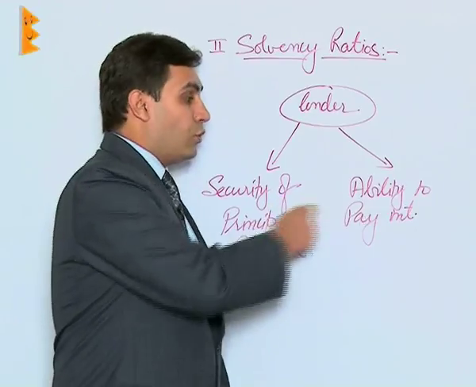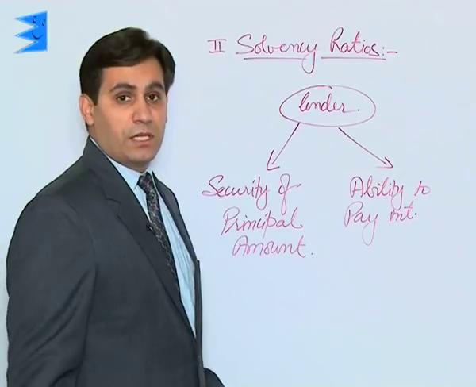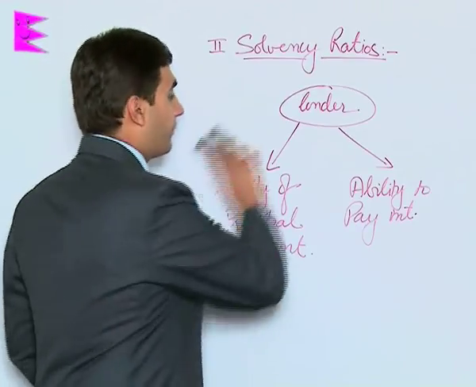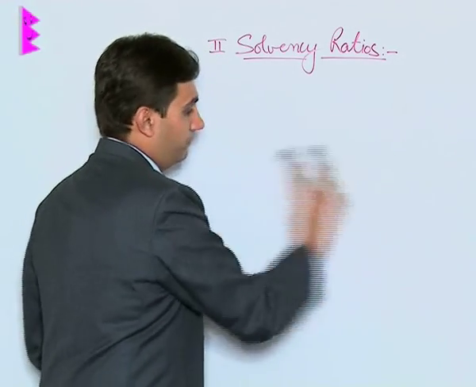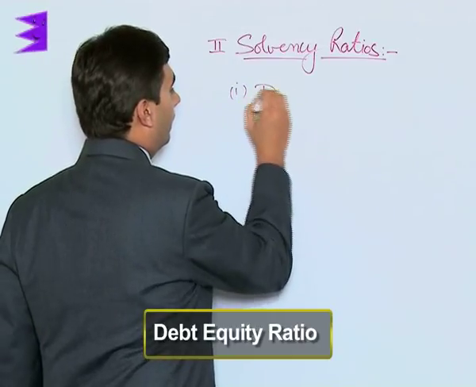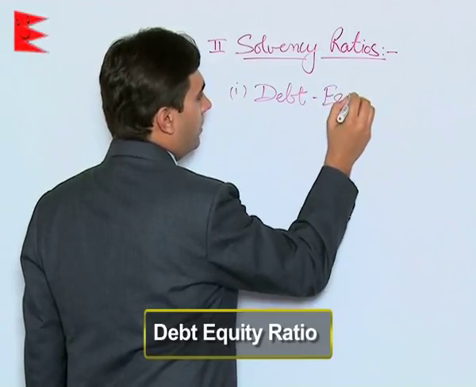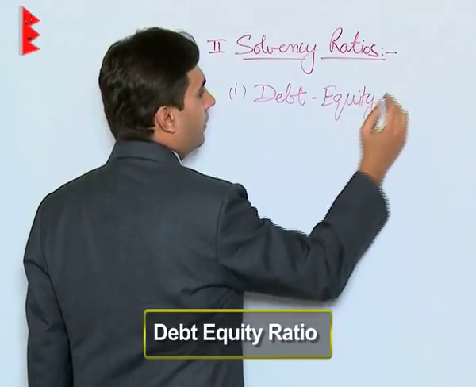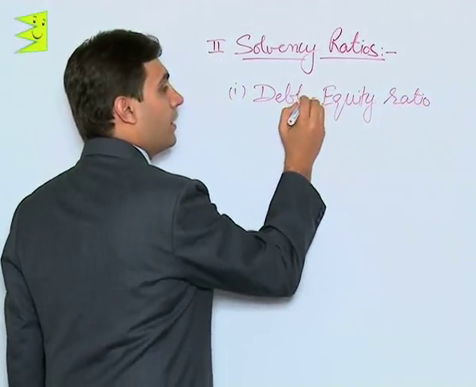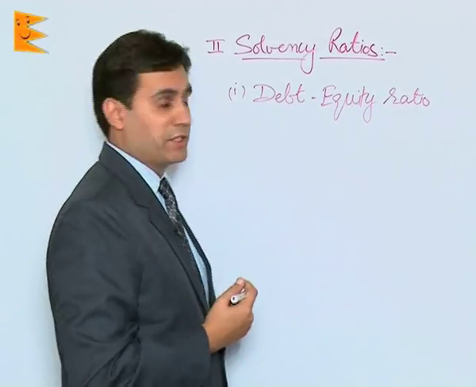Now, to analyze the financial position of a business on these 2 points, a lender calculates various ratios. These ratios include debt equity ratio. As the name suggests, it is a ratio between the long-term debts and the shareholders' funds.